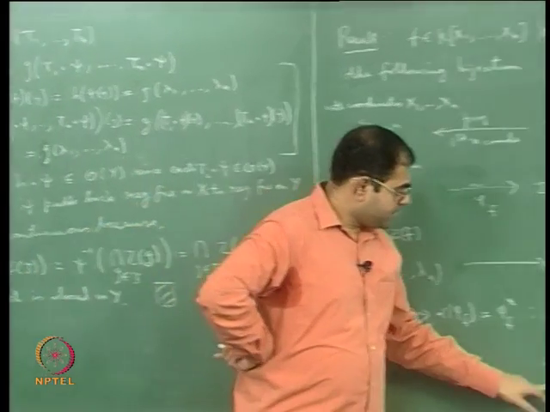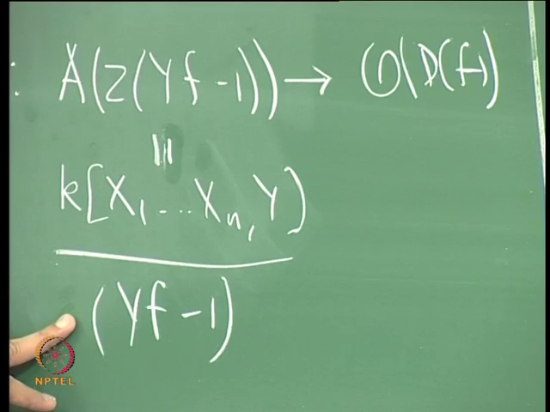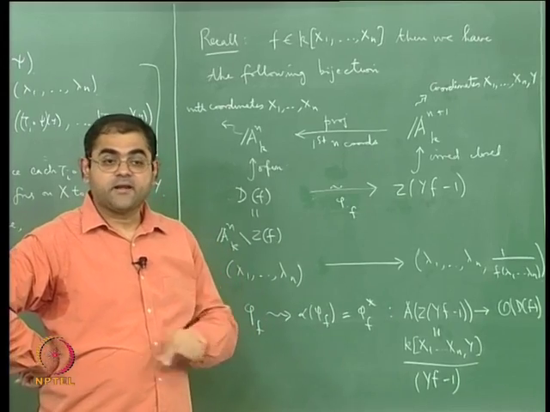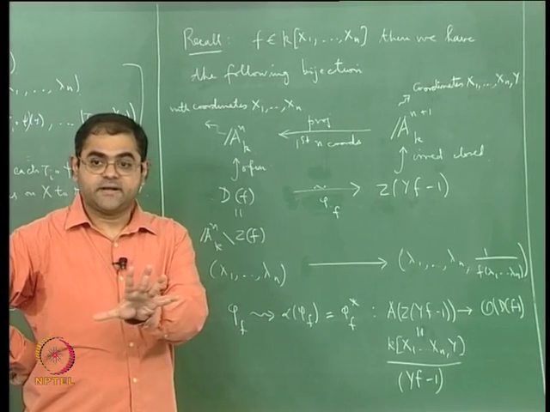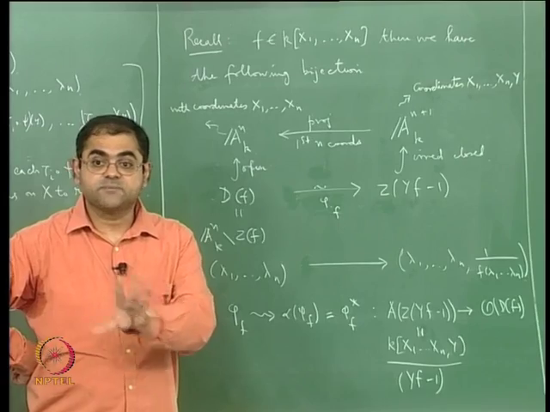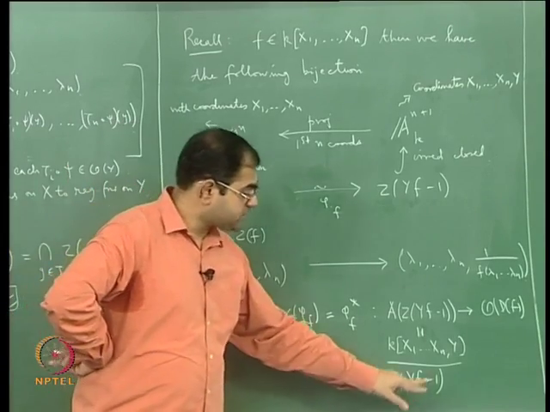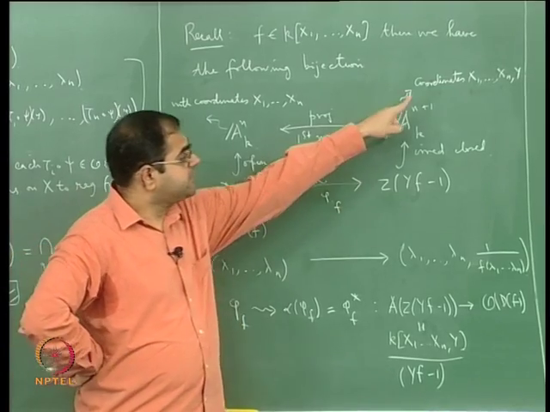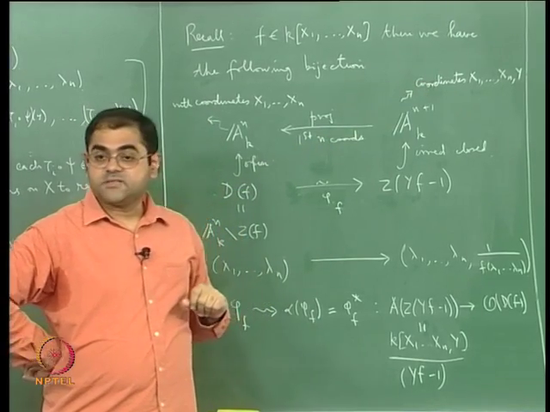So actually I should write here the radical of this ideal, because if I take Z of J, then I will have to put I of Z of J, but I of Z of J is the radical of J. So I will have to put the radical of yf minus 1, but the radical of the ideal generated by yf minus 1 is the ideal generated by yf minus 1, because yf minus 1 is a prime ideal, and that is because yf minus 1 is an irreducible polynomial sitting inside this polynomial ring which is a UFD.